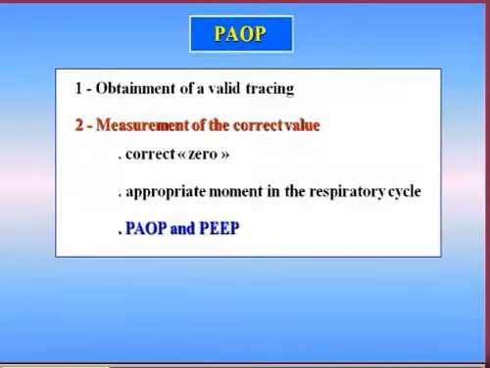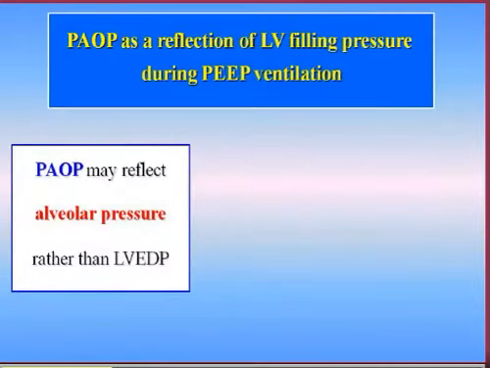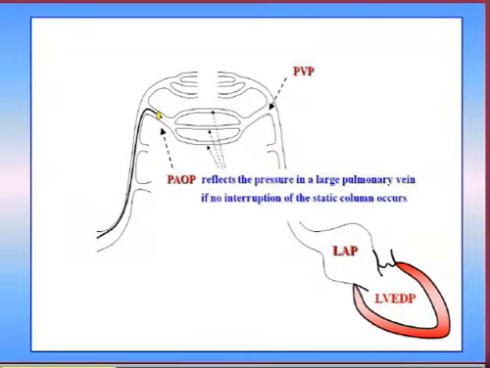And now there is another problem with wedge pressure, the problem of PEEP or intrinsic PEEP. In fact, we have to remember that in case of high PEEP or high intrinsic PEEP, PAOP may reflect alveolar pressure rather than left ventricular end-diastolic pressure. Why? You remember this cartoon. You also remember that PAOP reflects the pressure in a large pulmonary vein, provided that there is no interruption of the static column between the tip of the pulmonary artery catheter and the location where blood flow resumes.